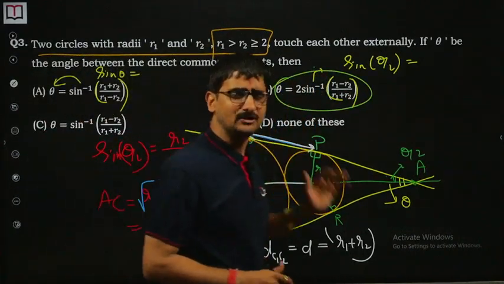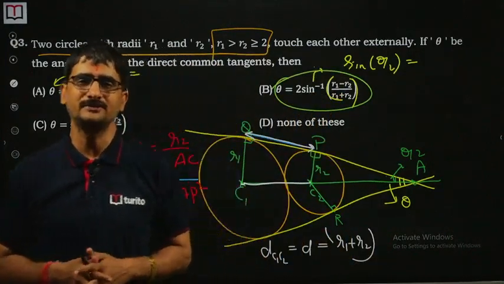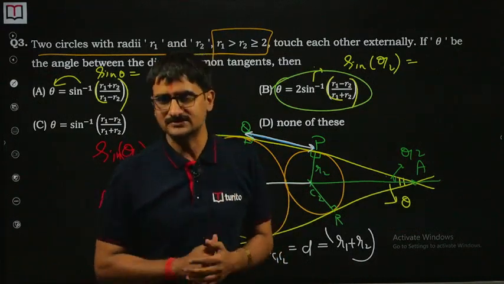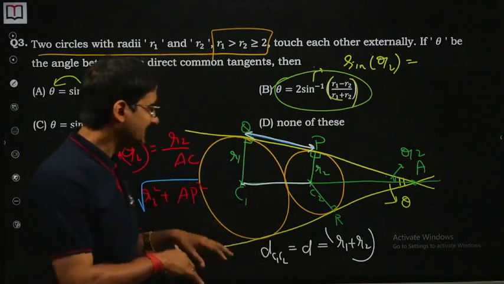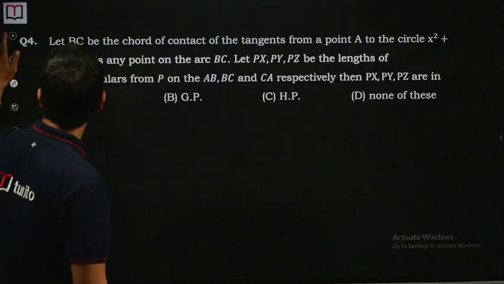So the important aspect in this question was the use of the length of the direct common tangent, and hence I told you how to get the formula for the length of the transverse common tangent also, and a few geometrical properties. So that was the importance of this third question. Moving to the fourth one.